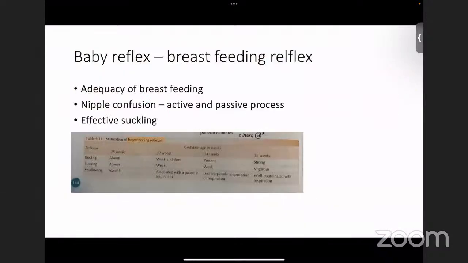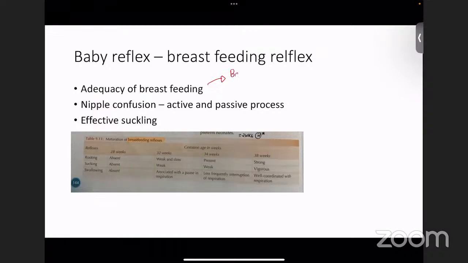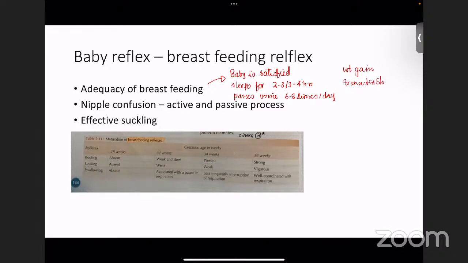And the breastfeeding reflexes, which I already discussed, the rooting, sucking, swallowing reflex, are noted in the neonates. So, how do you say that the mother's breastfeeding is adequate? After the breastfeeding, if the baby is satisfied, sleeps for 2 to 3 or 3 to 4 hours, passes urine 6 to 8 times per day, and there is documented weight gain, and the transitional stool, from black meconium to golden yellow stool. If everything is present, then you can say the feeding is adequate.